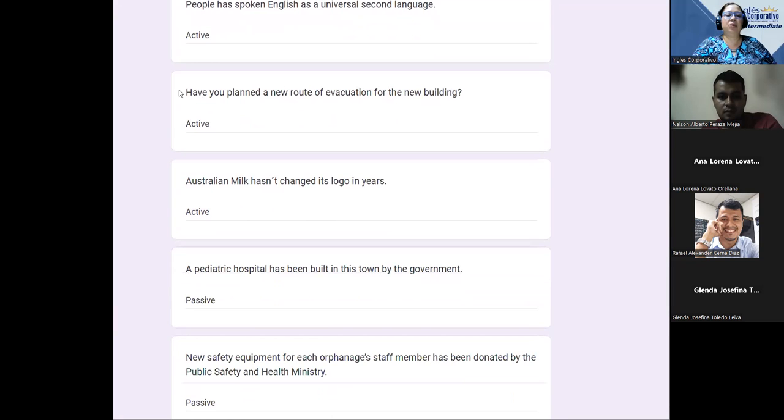Glenda, please read the next one. How do you plan a new route of evacuation for the new building? The subject is you. The verb is planning. The complement, a new route of evacuation. Very good. Up to there would be the direct object: a new route of evacuation. And then for the new building. So we can transform it like a new route of evacuation has been planned for the new building by you. Yeah, something like this.